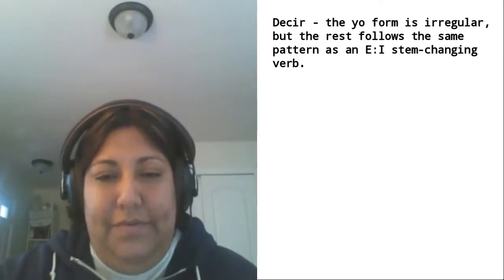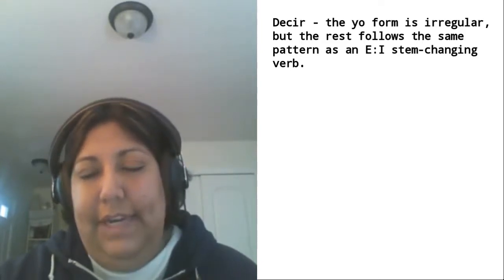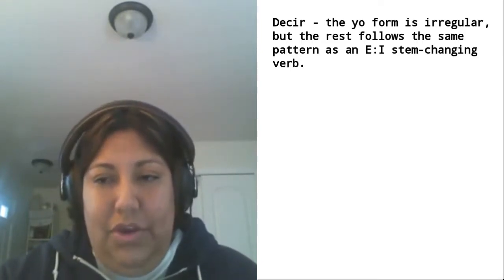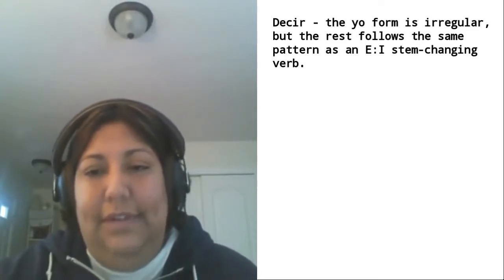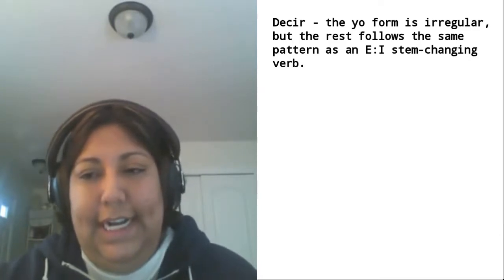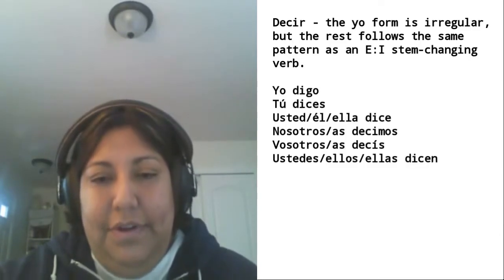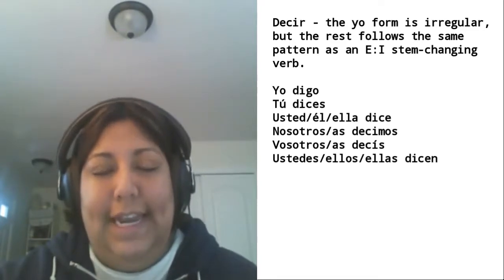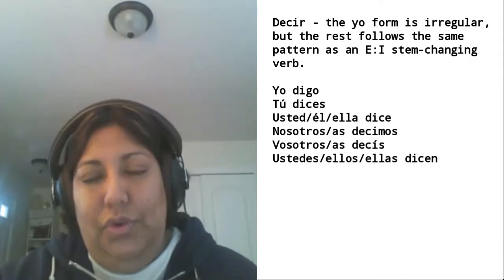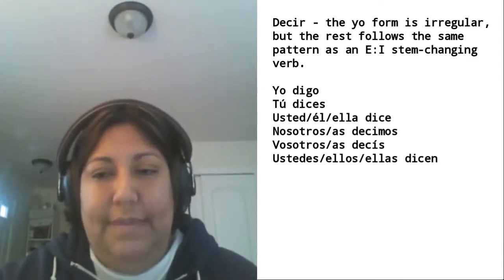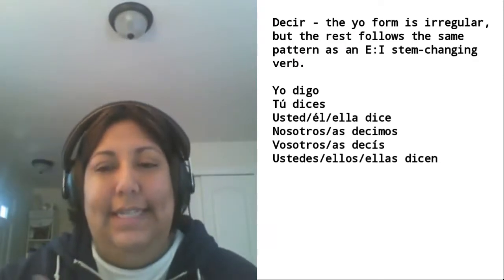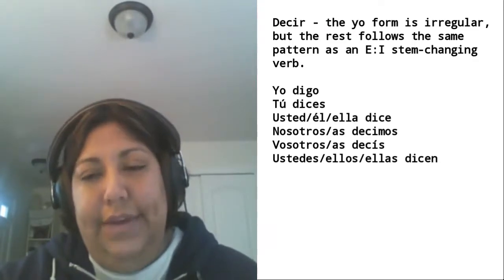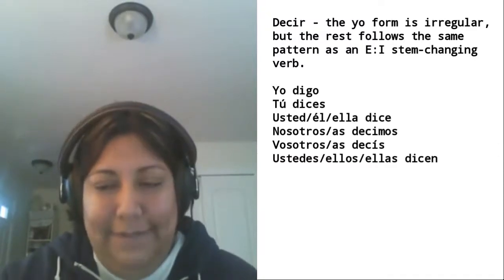Decir is another one that has a slight irregularity. The yo form is digo, but the rest of the forms are going to stem change E to I, just like we see above. Yo digo, tú dices. Usted, él, and ella dice. Nosotros, back to the original stem, decimos. Vosotros decís. And then stem change again. Ustedes, ellos, and ellas dicen.